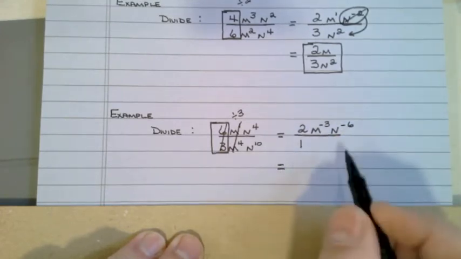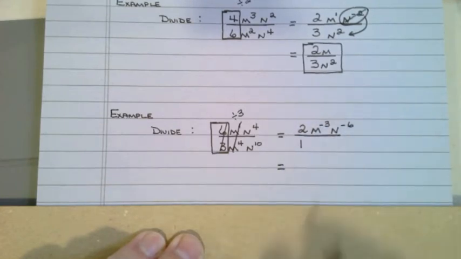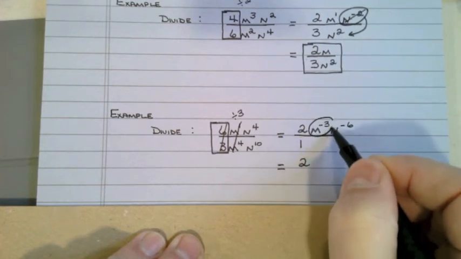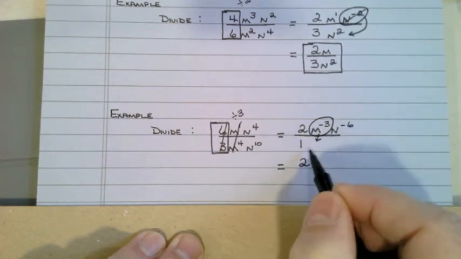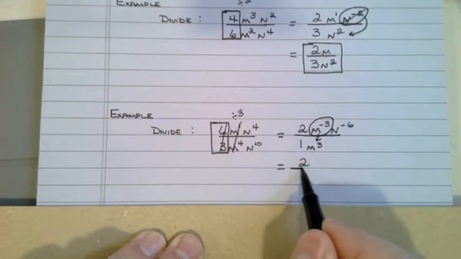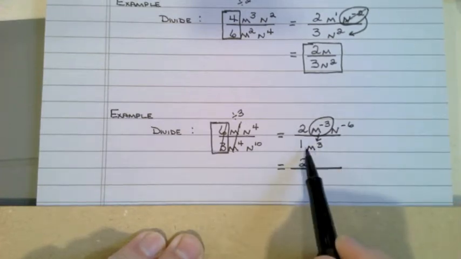Now I need to clean all this up. That 2 stays in the top. This right here has a negative exponent. That means it's going to be moved into the bottom and changed to m to the third power. So I make a division bar. This 1 right here, I don't have to write this 1.